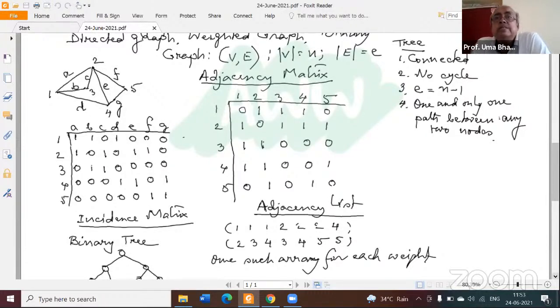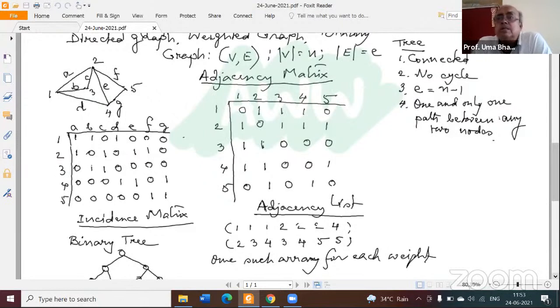And we have already discussed tree is a special kind of graph which is connected. That means each node to each node there exists one and only one path. Remember difference between path and edge?